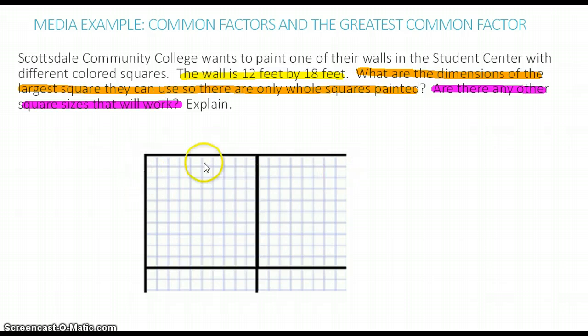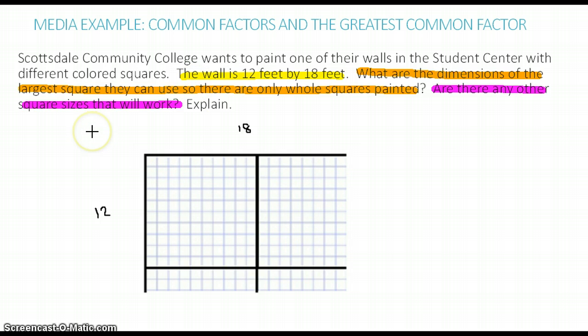So let's take a look at this problem. Here we have a grid ready for us, and it's 12 feet by 18 feet. Remember, the grid marks off at tens, so this is 10, 11, 12, so let's put a 12 here. And here we have 10, and then 8 more going this way for 18 feet. So we can think of this as our wall, where each unit of these little squares is 1 foot. Any little square inside it would be 1 square foot. So we want to paint only whole squares.